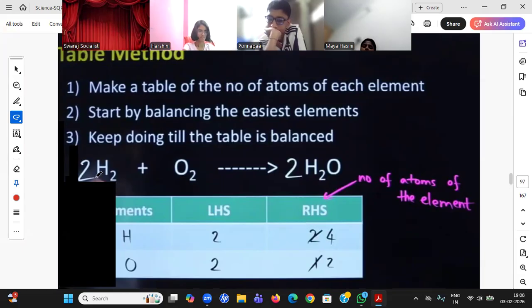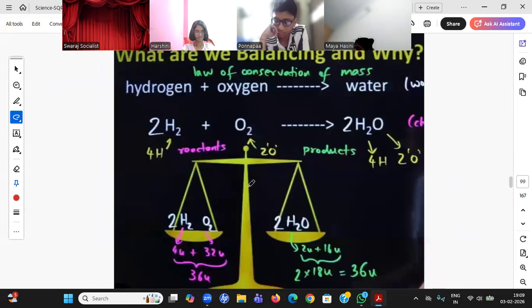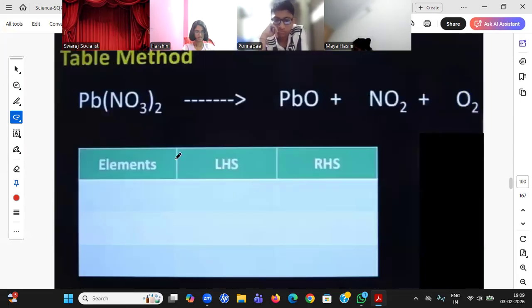On the left side it is only 2, on the right side it is 4. What should I do? I should also multiply the left side by 2 like this. So now you can see this balanced, by the table method. Let me take one more example, to clear your doubts.